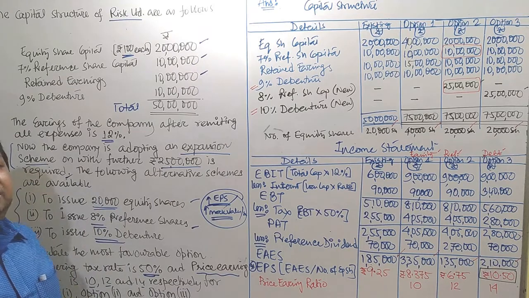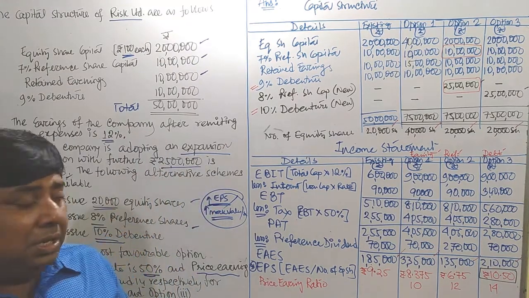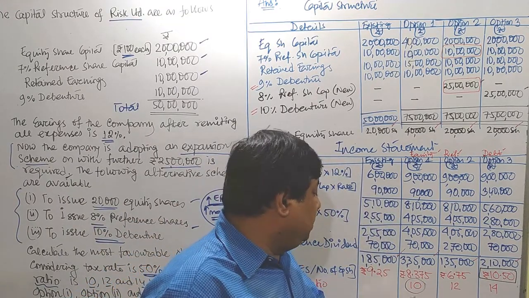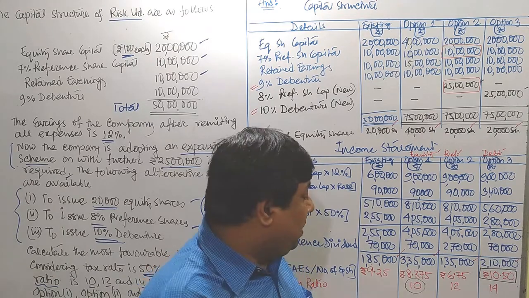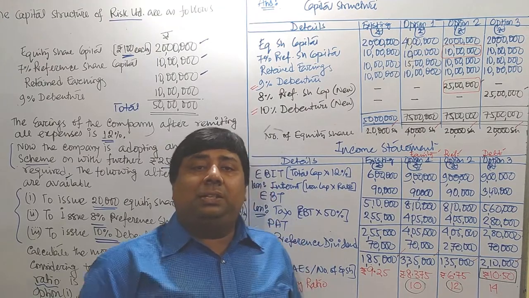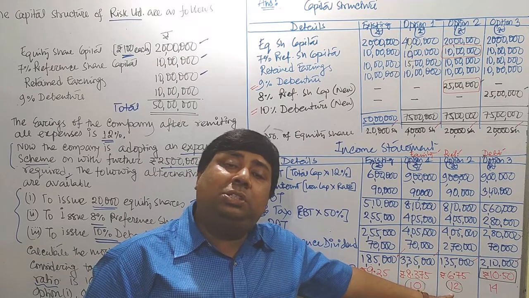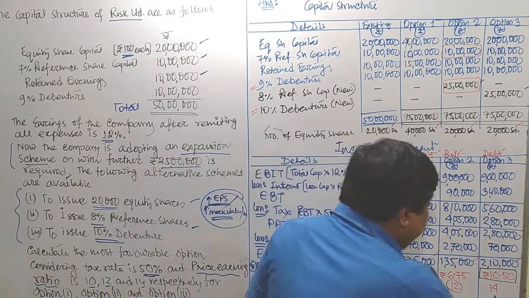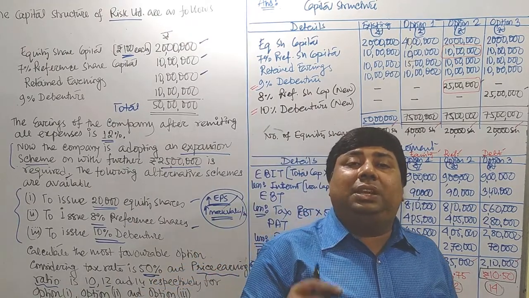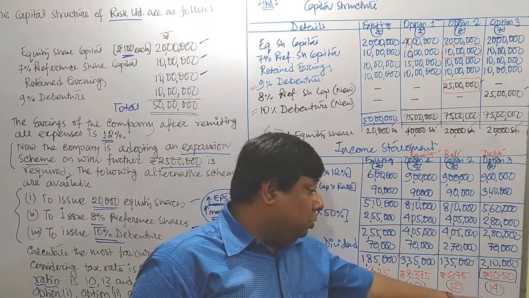Now, what is price earning ratio? In simpler terms, price earning ratio 10 means to earn 1 rupee, we have to invest 10 rupees in the market. Price earning ratio 12 means to earn 1 rupee, our investment should be 12 rupees. Price earning ratio 14 also means the same: to earn 1 rupee, our investment should be 14 rupees.